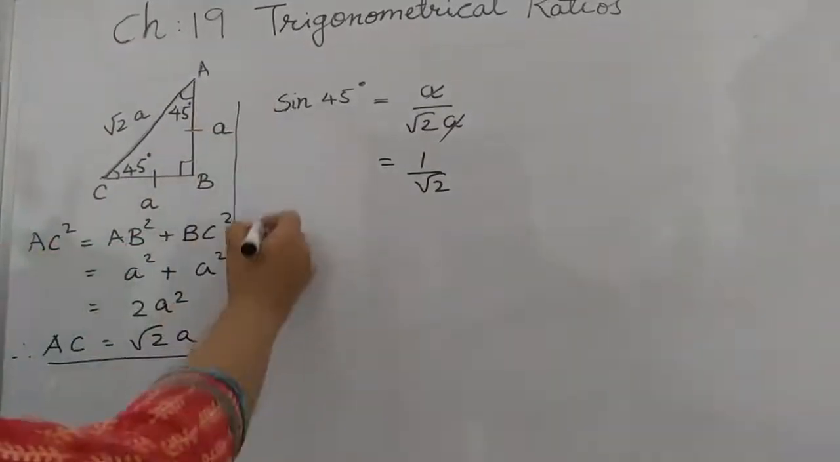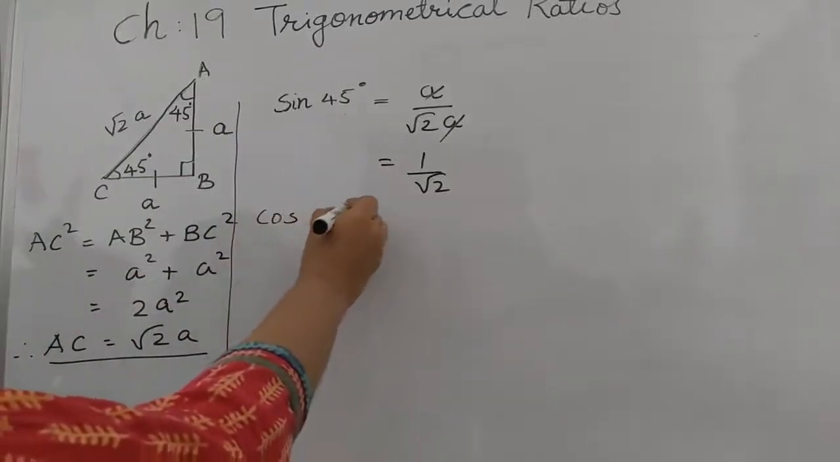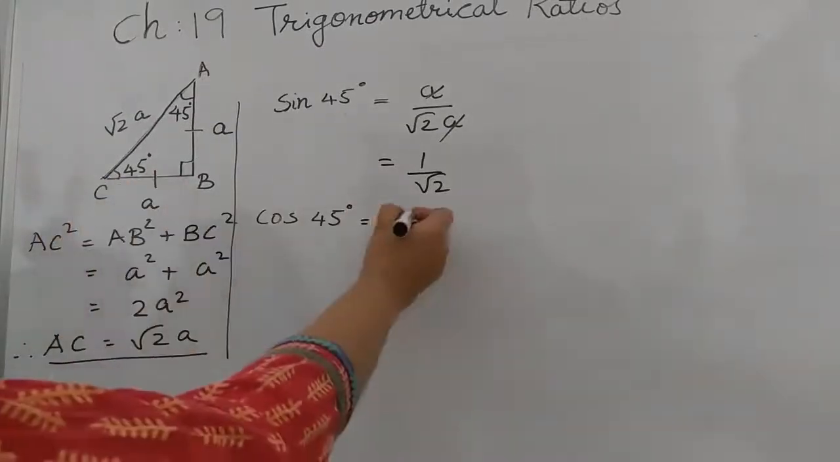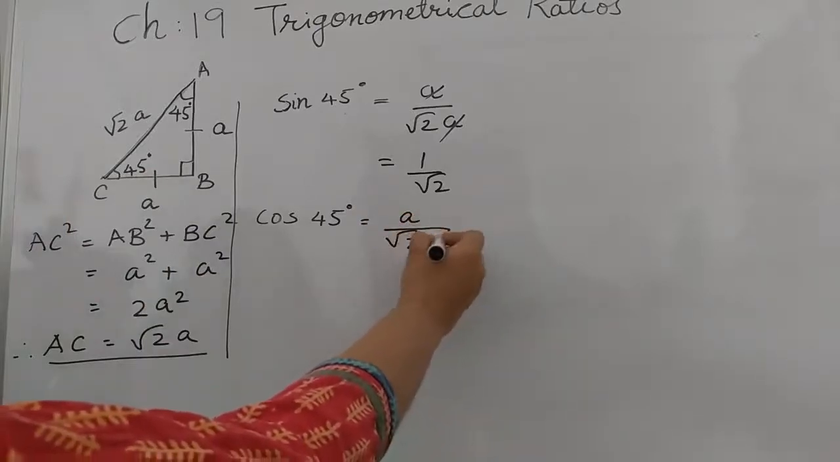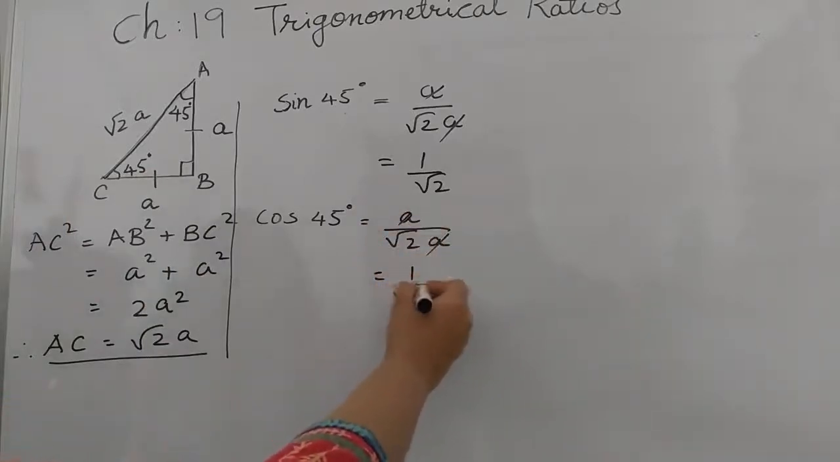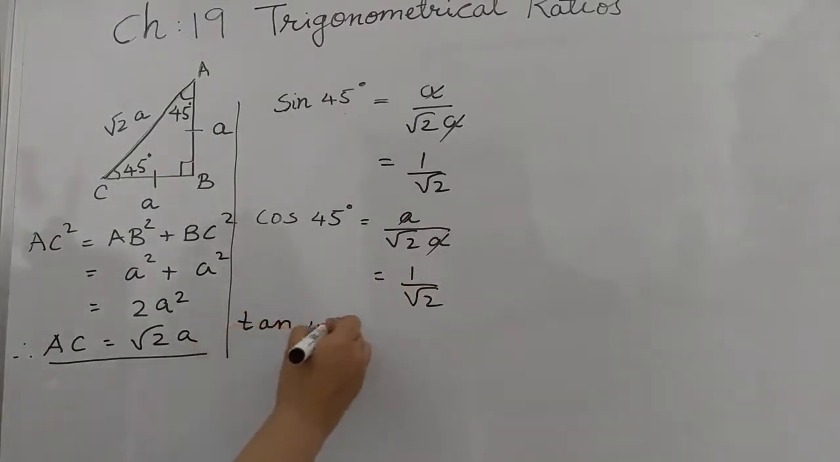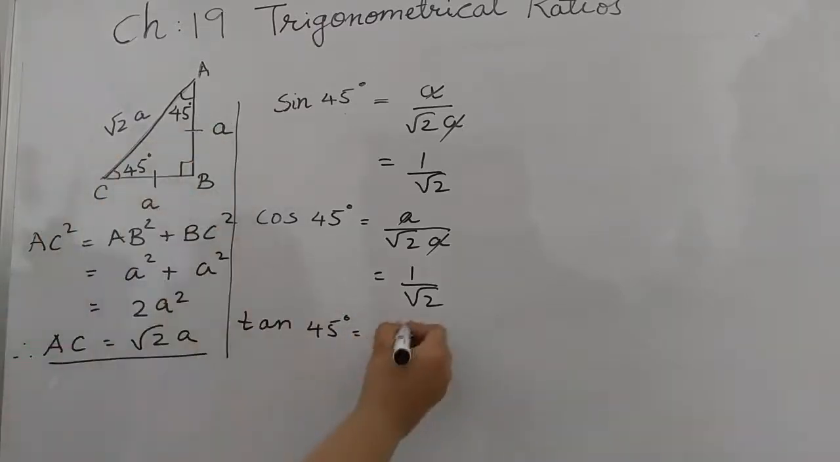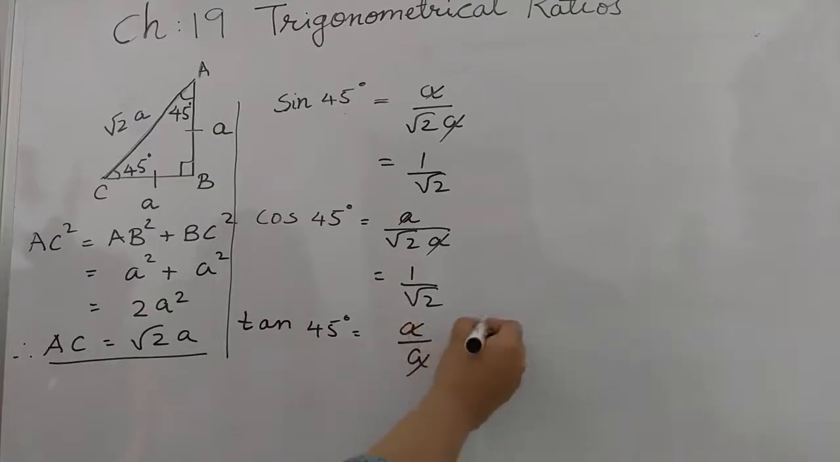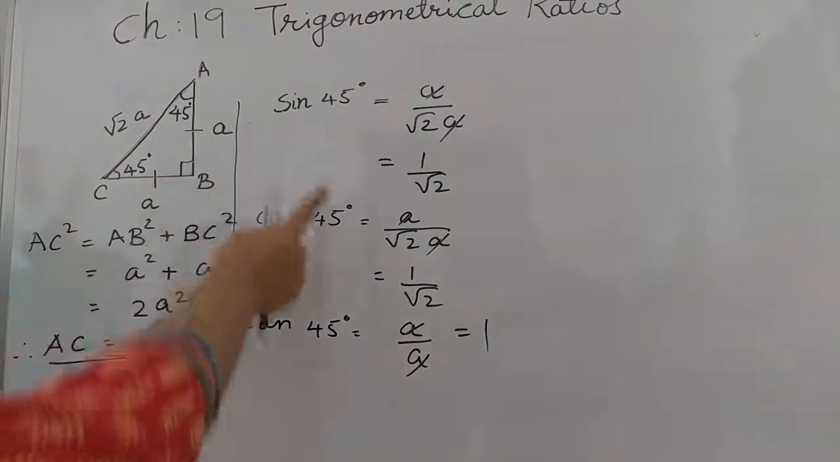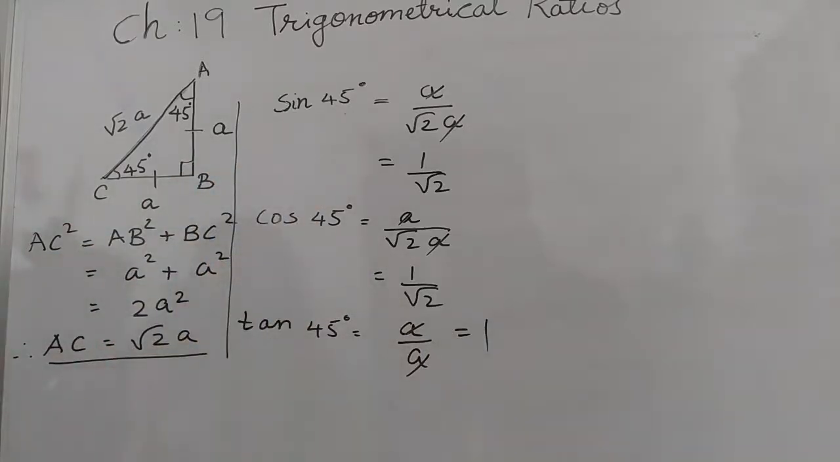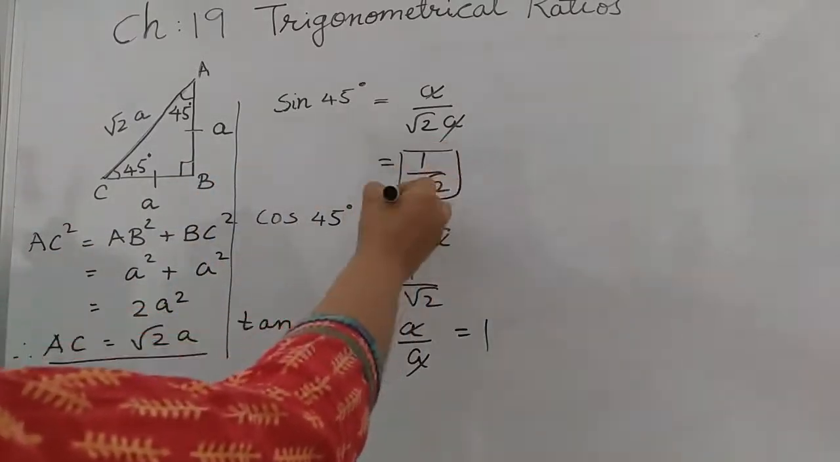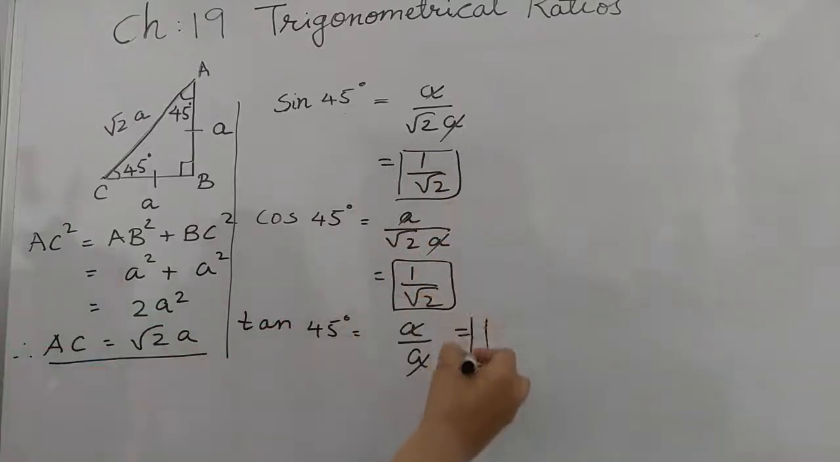Then I take cos 45 degree, that is adjacent. 45's adjacent side is A and hypotenuse root 2A. So that is again 1 by root 2. And tan 45 degree now. So tan ratio is opposite upon adjacent. So A by A. Both cancelled, we get value 1. So here we have found sine 45, cos 45 and tan 45 values. 1 by root 2, 1 by root 2 and 1.